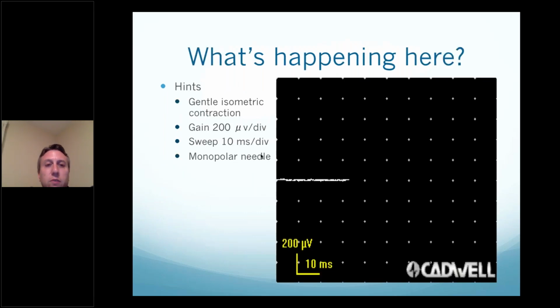So now what's happening here? This is going to be with a gentle contraction. So we have a gentle isometric contraction, a gain of 200, a sweep of 10, and this is a monopolar needle. So let's take a look at what we see here.